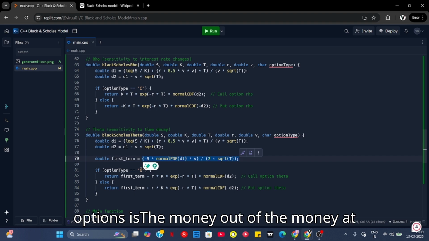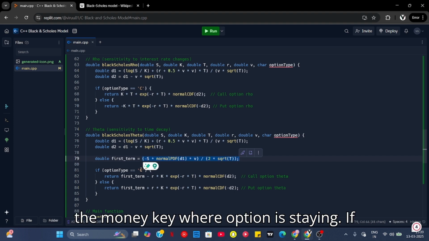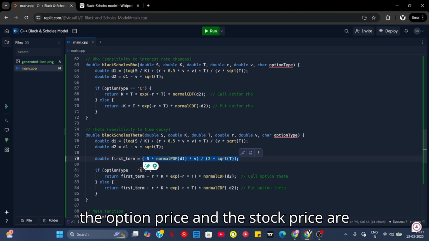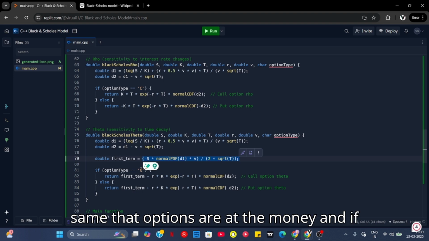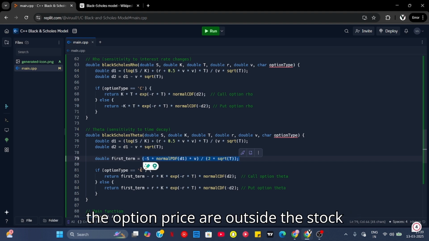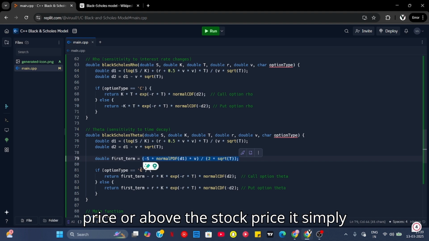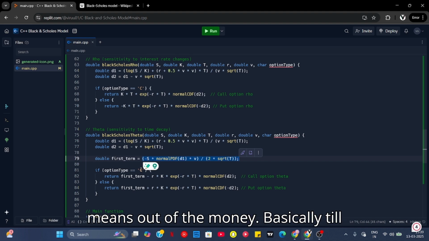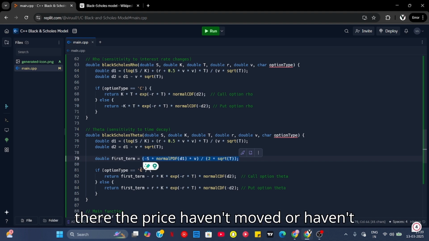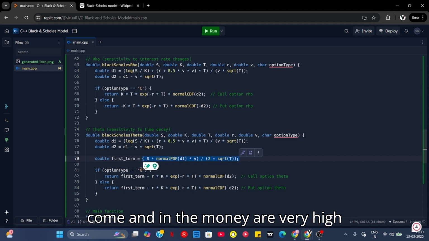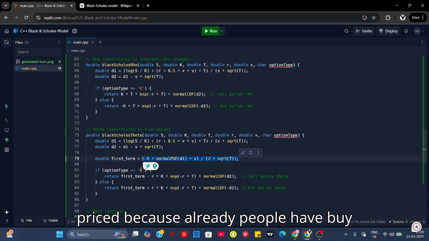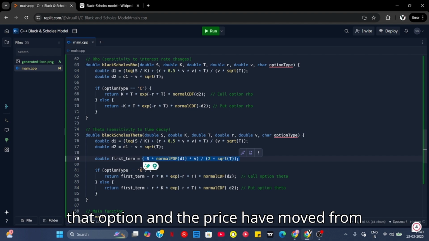It tells which option is in the money, out of the money, or at the money, that is, where the option is standing. If the option's strike price and the stock price are the same, the option is at the money, and if the strike price is above the stock price, it simply means out of the money. Basically, till there the price hasn't moved, and in the money options are very highly priced because people have already bought that option and the price has moved from there.